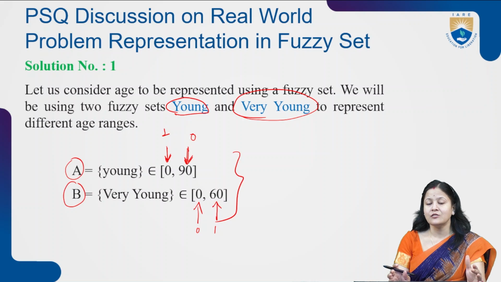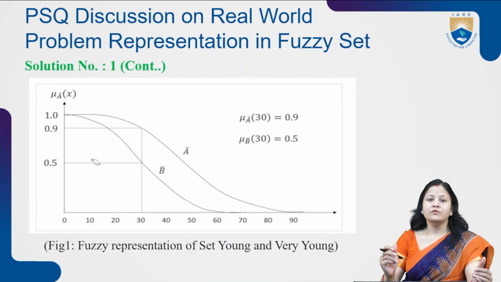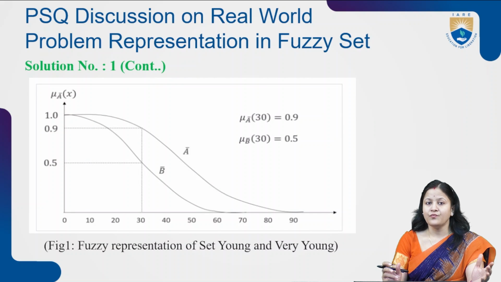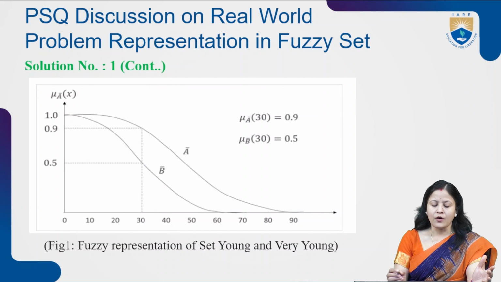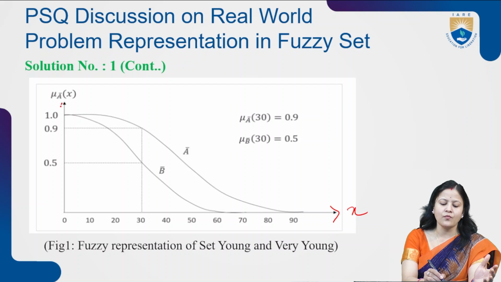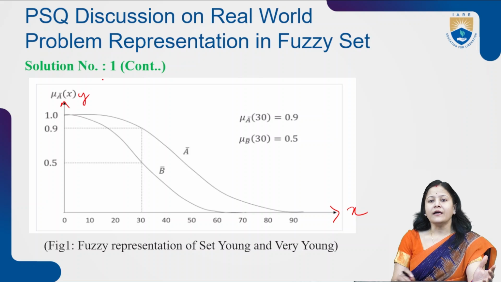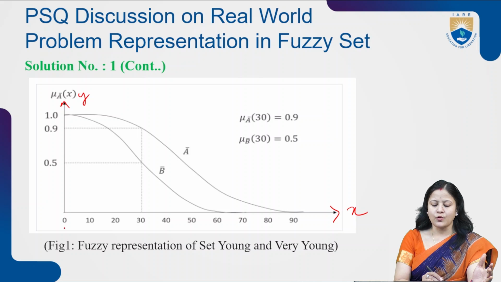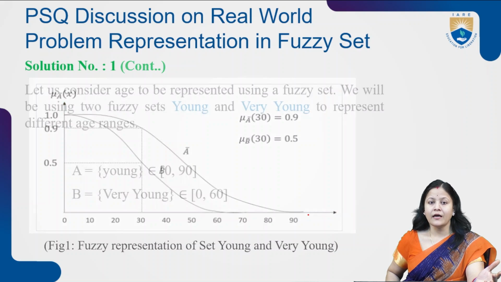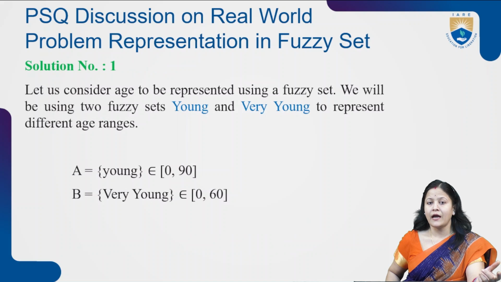That we will discuss with the help of the graph. Now, this is the graphical representation for this problem here. You can see this is our x-axis and this is our y-axis. The x-axis represents all the crisp values. Crisp values means all the real numbers. So, 0, 10 up to 90, because we have considered here as per the two functions A and B.